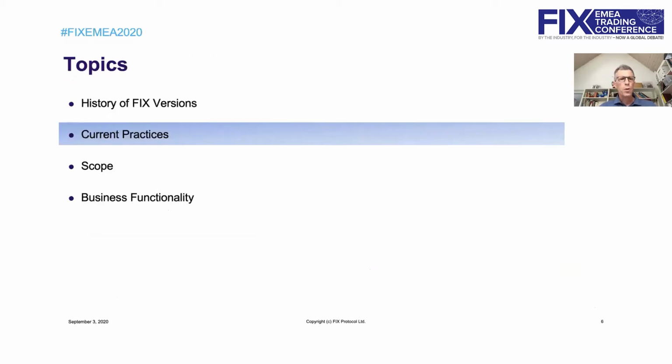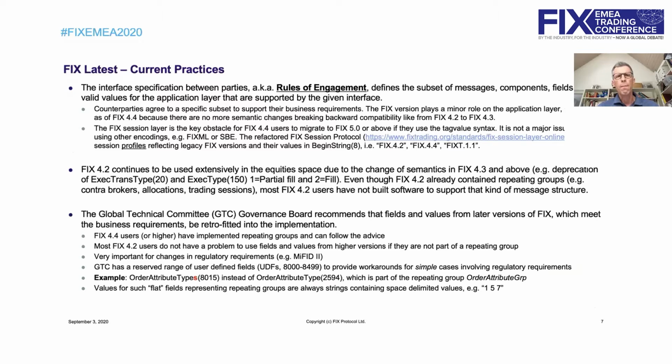So how are these versions used today? An interface specification is also called a rules of engagement document to define what actually is allowed to be exchanged between two counterparties, the messages, fields, values, and so on. So the counterparties always agree on a given subset. And the version actually plays a minor role on the application layer as of Fix 4.4, because as of Fix 4.4, there were no more semantic changes that would break backward compatibility like before.